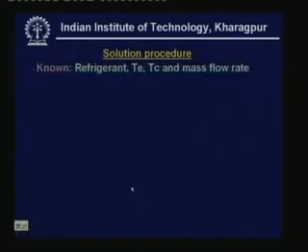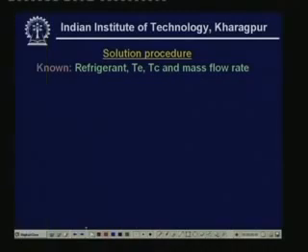Now, as I said, we know what is the refrigerant used. We also know the evaporator and condenser temperature, and we also know the mass flow rate. So with these inputs we have to find the required diameter and length of the capillary tube. So let me quickly explain how this is done.